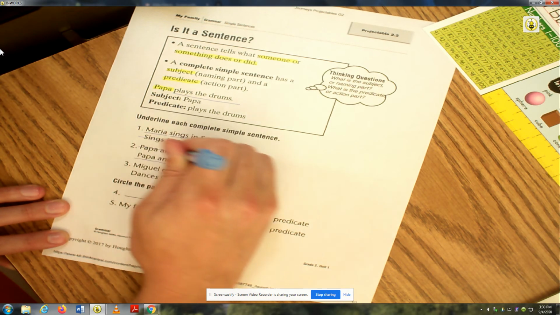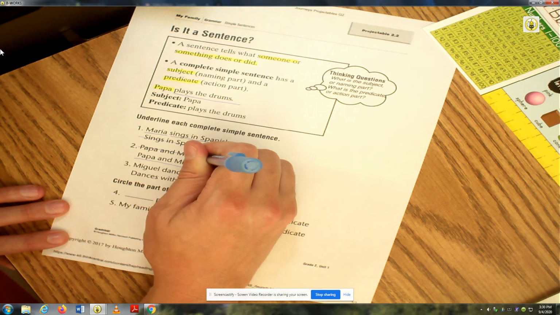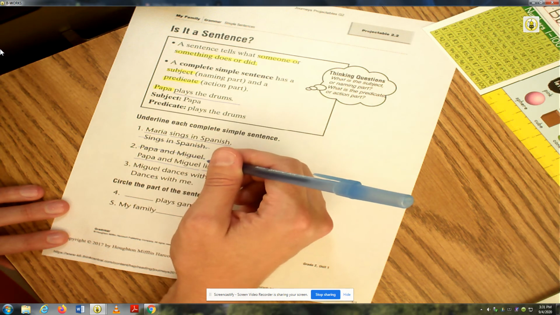Papa and Miguel is missing something. Can you tell me what it is? The predicate. We don't know what Papa and Miguel are doing.